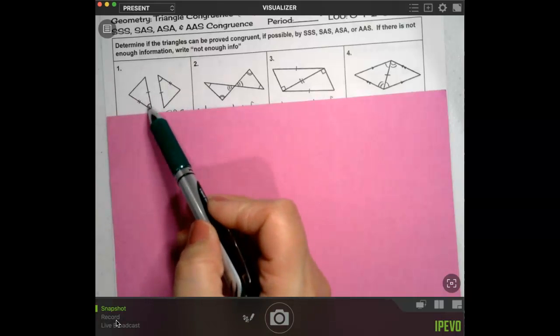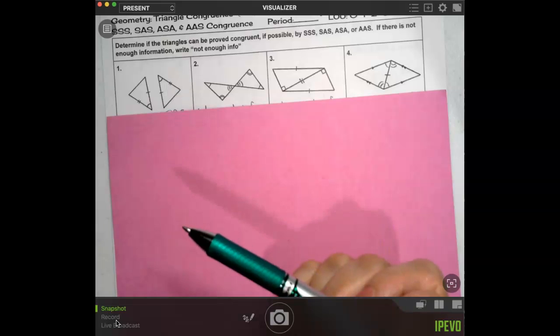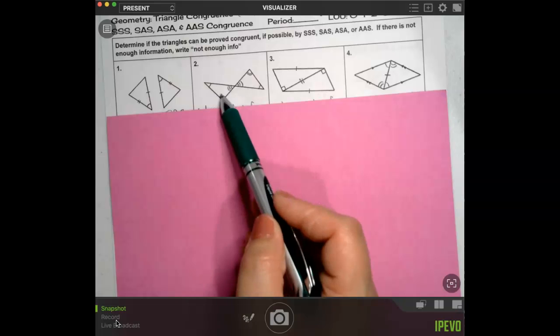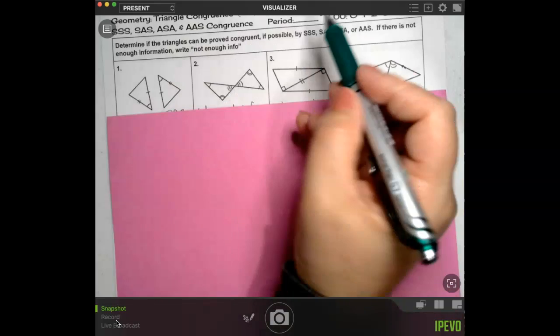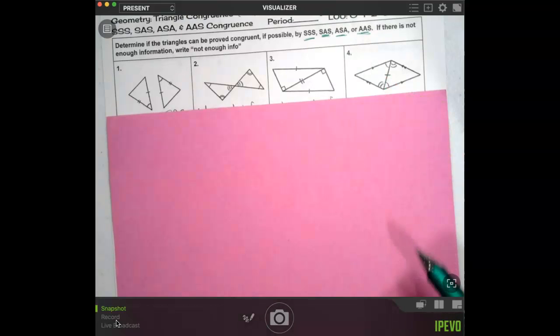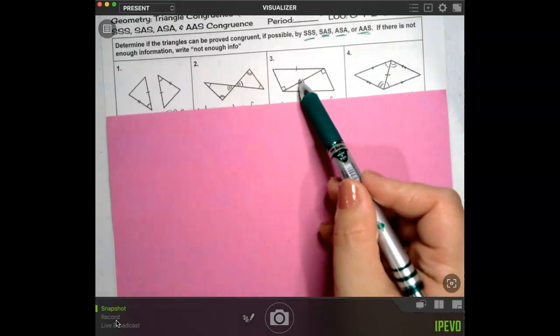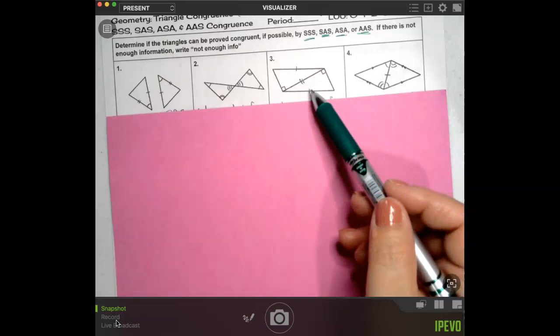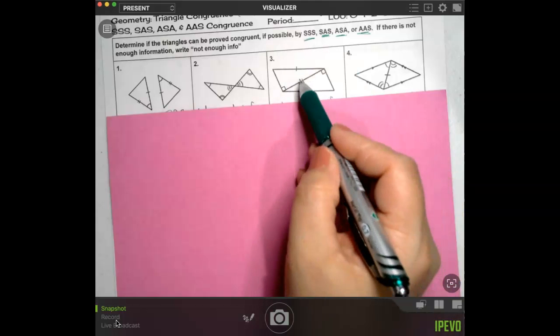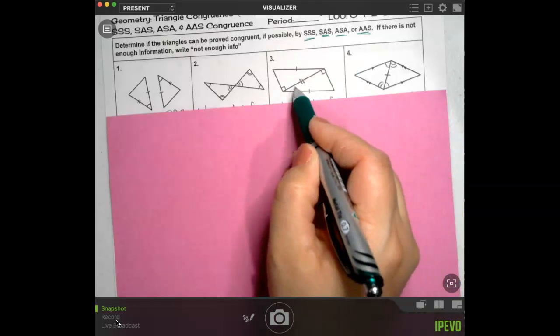All right. So first one, side, angle, side, happening on both, side, angle, side. This one we can mark vertical angles, but I have angle, angle, angle. That is not one of our options. These are our only options. On 3, I can mark a shared side, and it looks like I might have side, angle, side. The angle is not in the right spot.